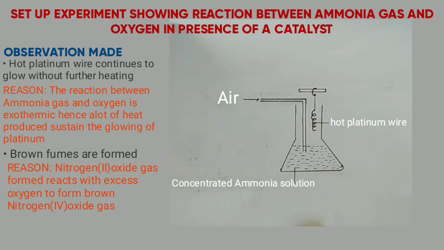Equation for the formation of brown fumes: nitrogen(II) oxide plus oxygen arrow nitrogen(IV) oxide. Balance the equation: place 2 where there is nitrogen(II) oxide and 2 where there is nitrogen(IV) oxide.